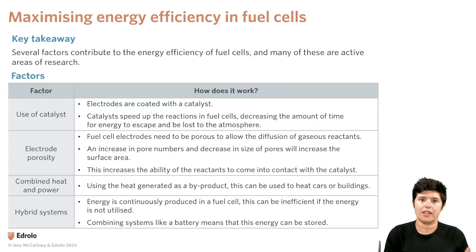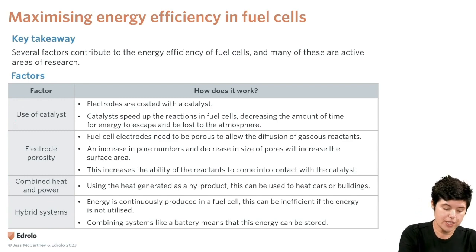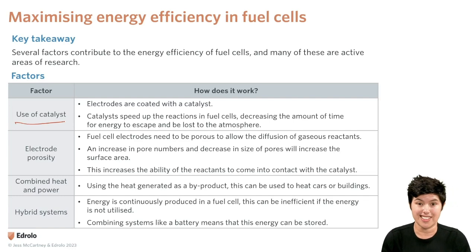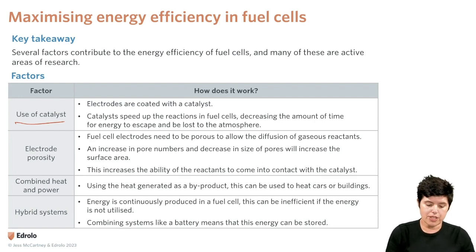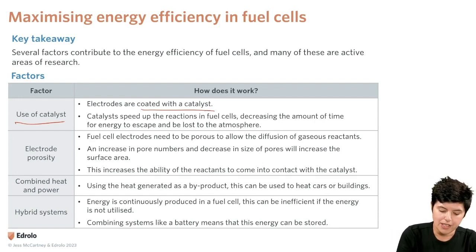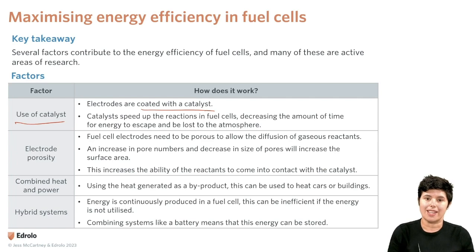How do we maximize the energy efficiency in fuel cells? So there are a bunch of different factors that we can look at to ensure that we are increasing that energy efficiency as much as possible. So the first one is using a catalyst. Now we know using a catalyst is a principle of green chemistry anyway, but what does this mean in terms of fuel cells? Well, the electrodes themselves are coated with the catalyst, and this ensures that the reaction between the two reactants is sped up as much as possible.